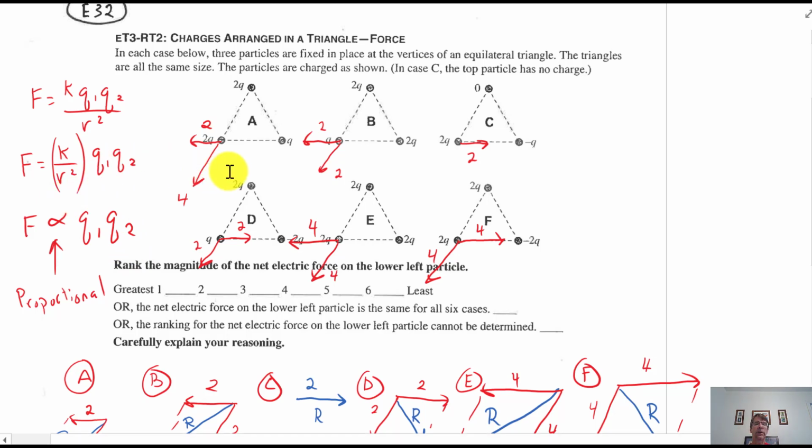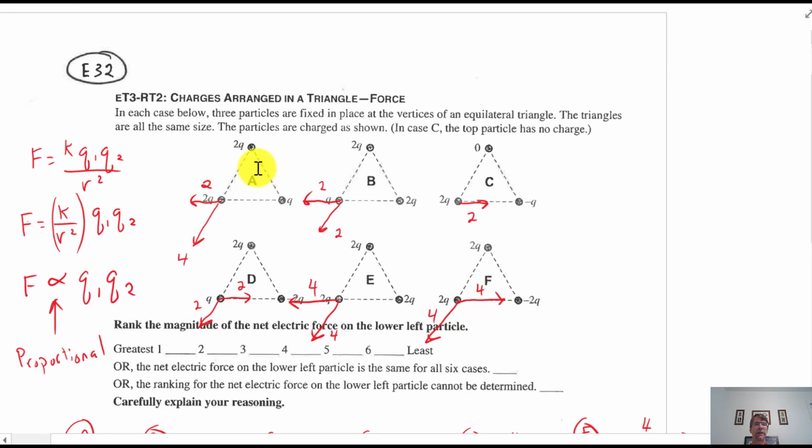So I draw the diagrams first. For example, if I'm just looking at the lower left, along the bottom, you have the 2q and a q. They repel each other. I didn't show the other force on the little q on the right, which would be a repelling force like I did in the previous problem, because I don't really care about that charge. It says we're only going to look at the net force on the bottom left corner. So they repel each other.